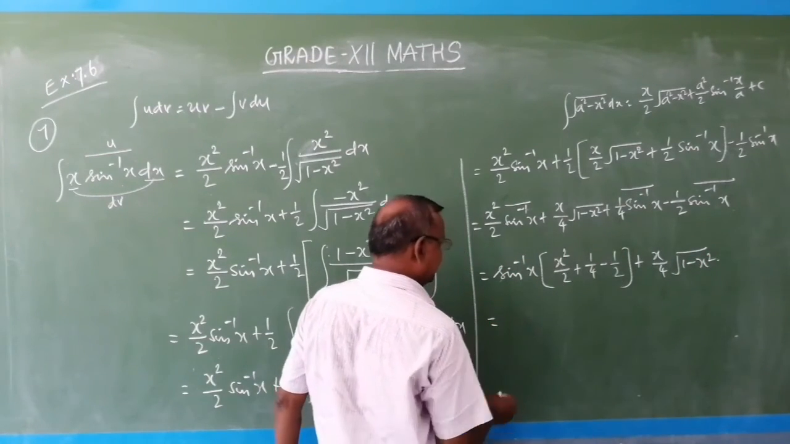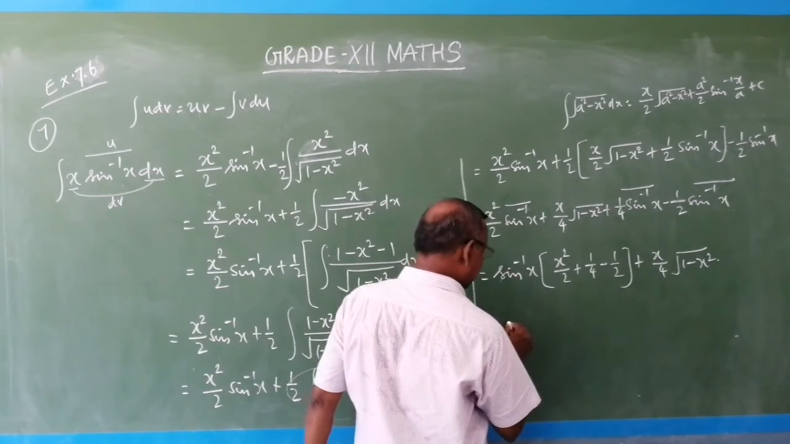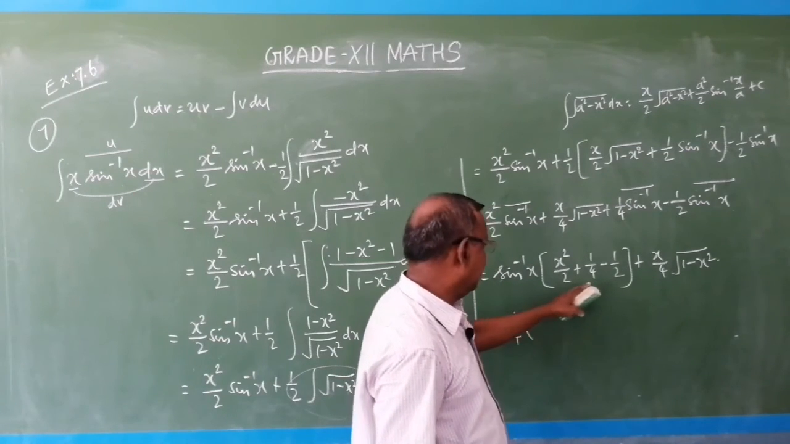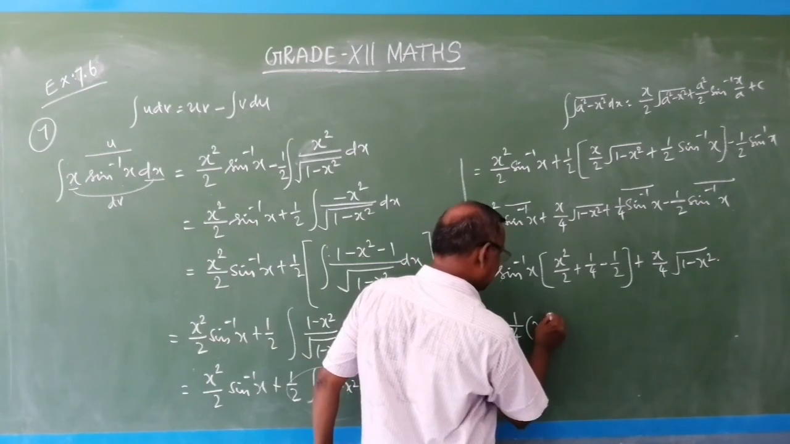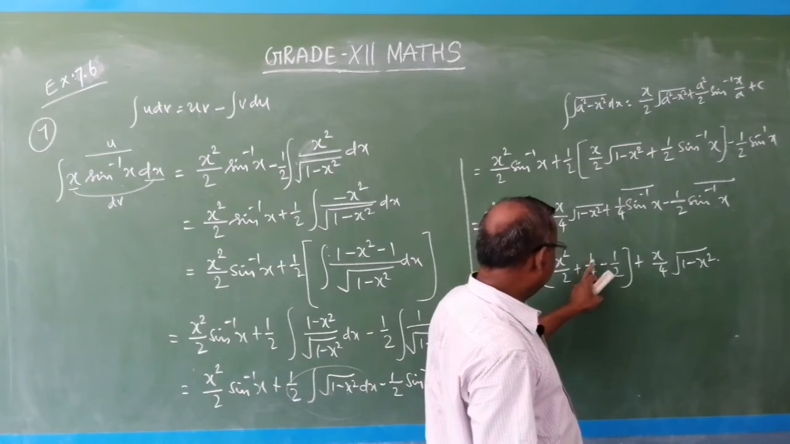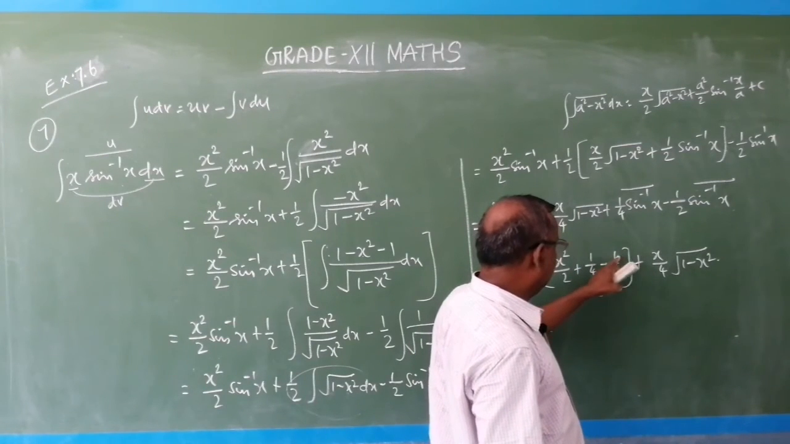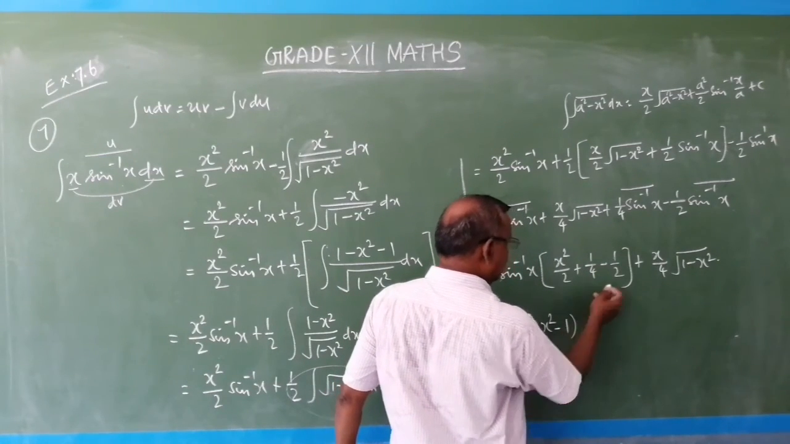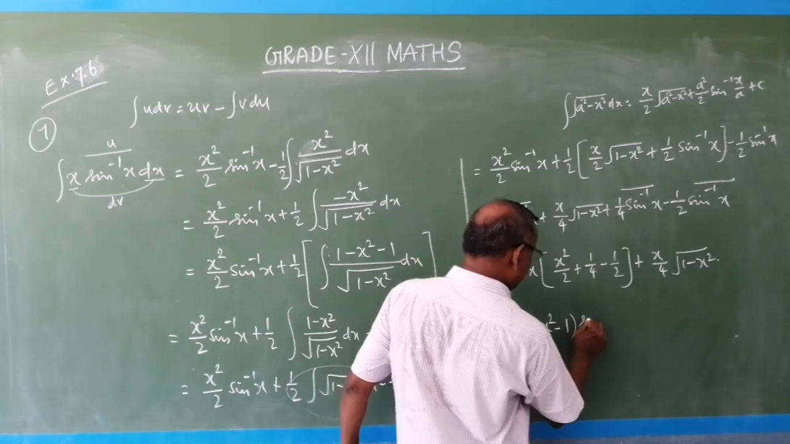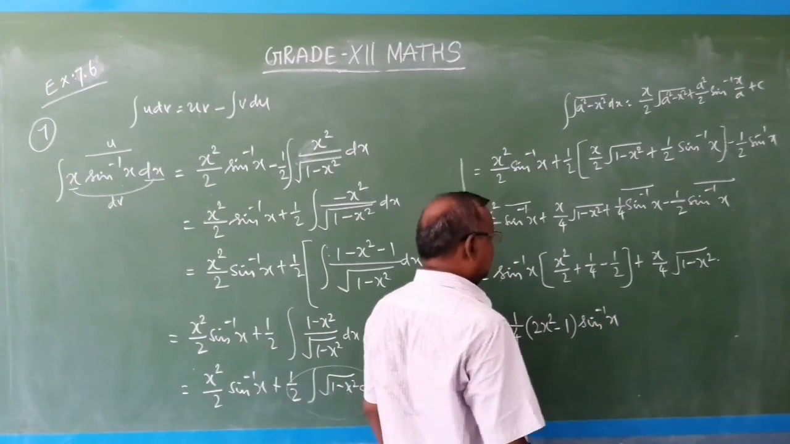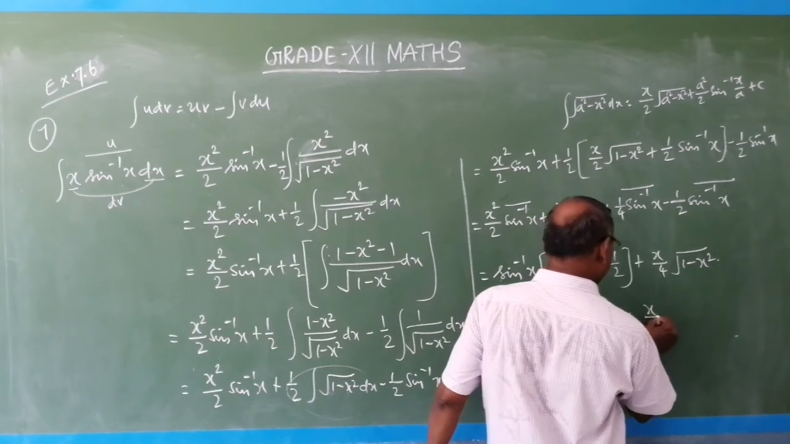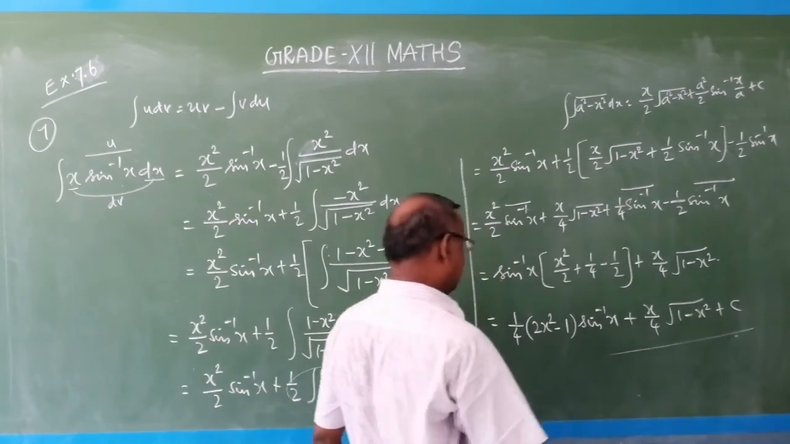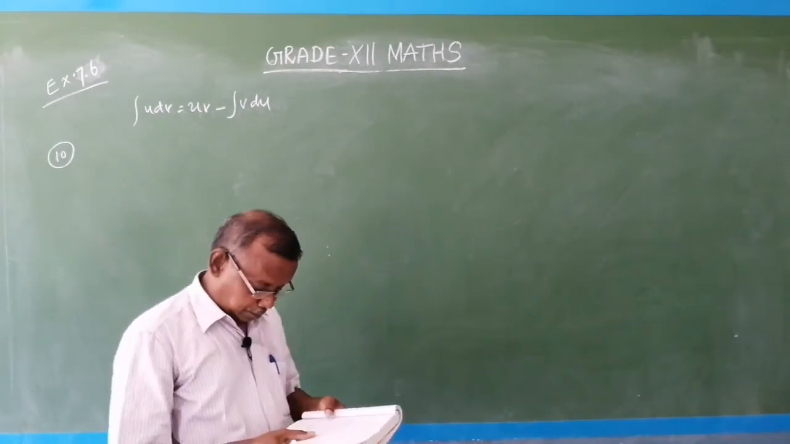Now, simplifying this, we have 4 as the common denominator: 2x square plus 1 minus 2 by 4, that means 1 minus 2 equals minus 1. Denominator 4 taken out into sin inverse of x plus x by 4 into root of 1 minus x square plus c. So, this is the answer for this problem.